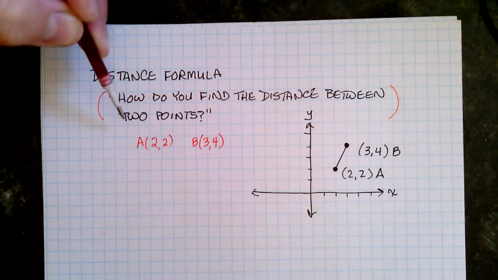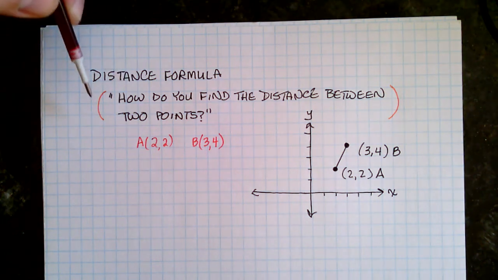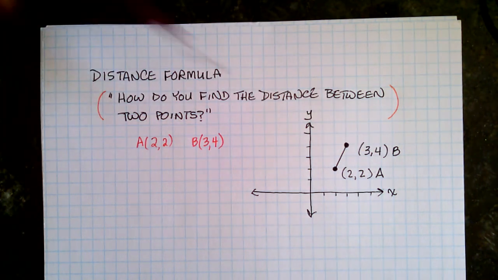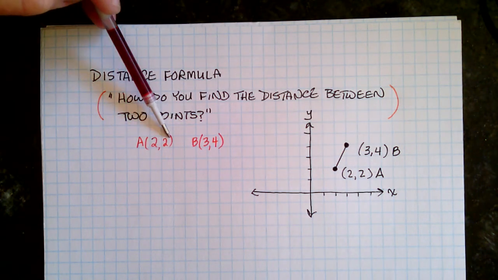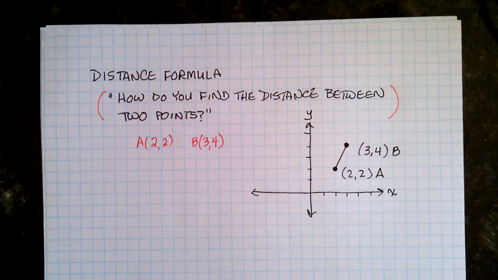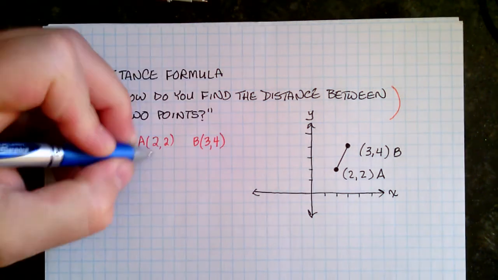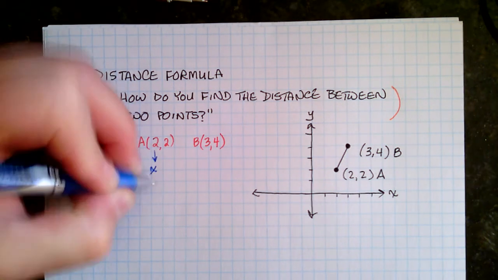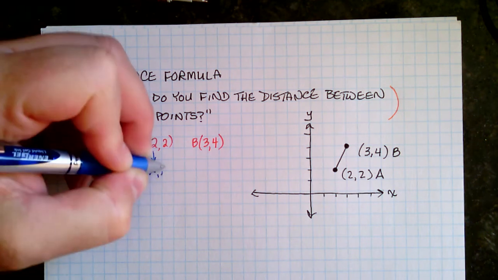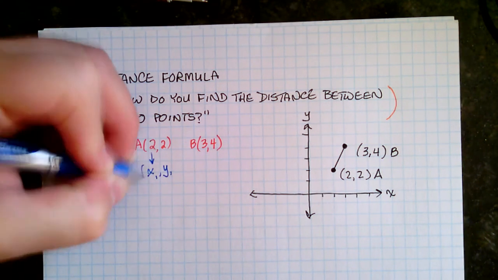So the first step in using the distance formula is to identify the coordinates. Okay, A and B are the two endpoints, and the coordinates of A are 2, 2, and the coordinates of B are 3, 4. By identifying those, you label them using X and Y coordinates. So if I label this first coordinate, I'm going to call that X sub 1 because it represents the first coordinate. And then that means this other 2 would be the Y sub 1.